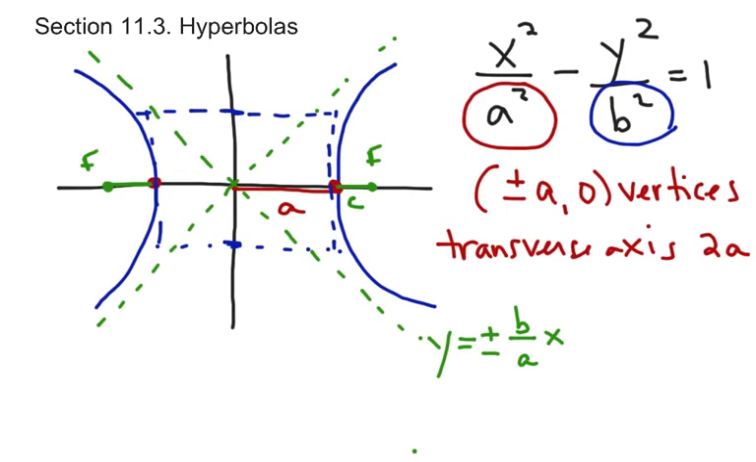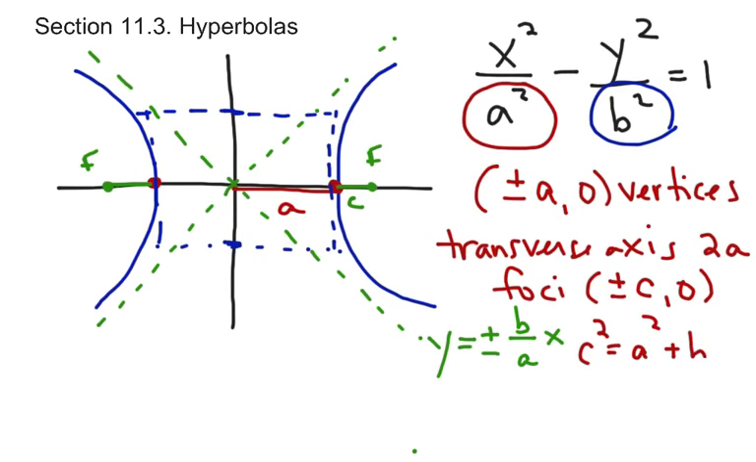The foci, we're going to say that they are at plus or minus c comma 0, where c squared is equal to a squared plus b squared. Now again, notice that this formula for determining c is a little bit different from the one we use for ellipses. I am not asking you to memorize these formulas because they can often get very confusing. You just need to be able to use them if I give them to you on a test.